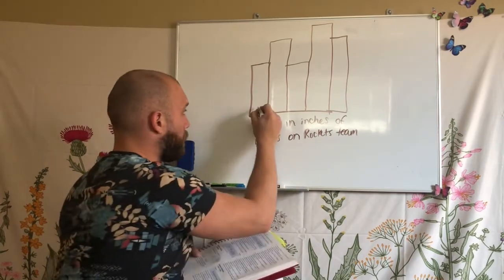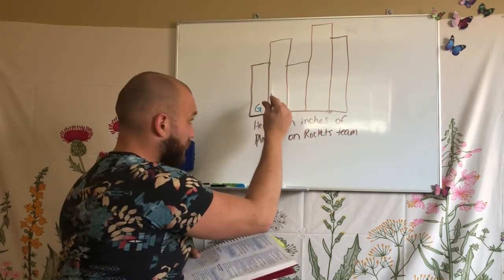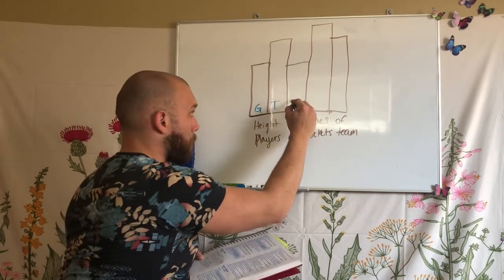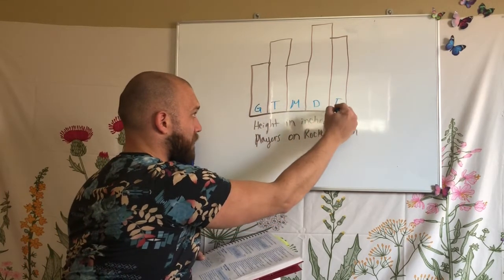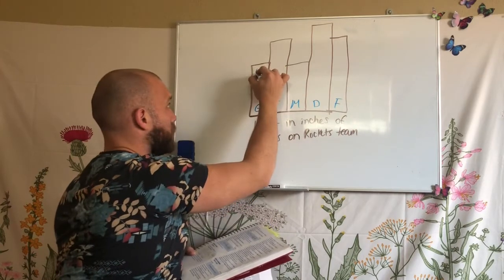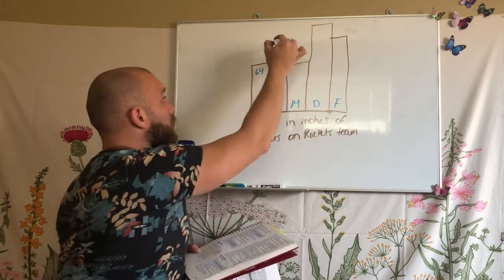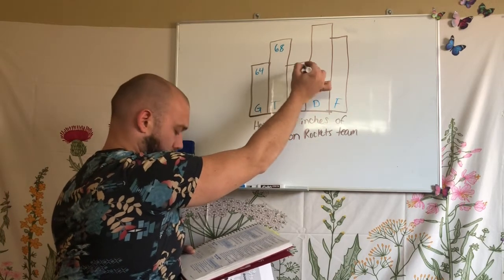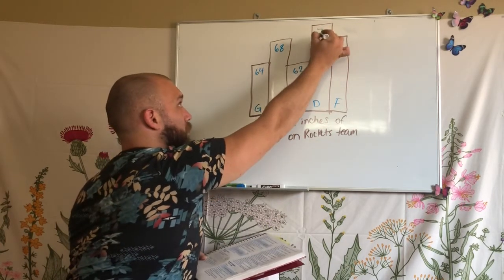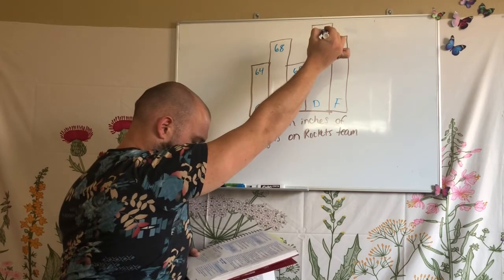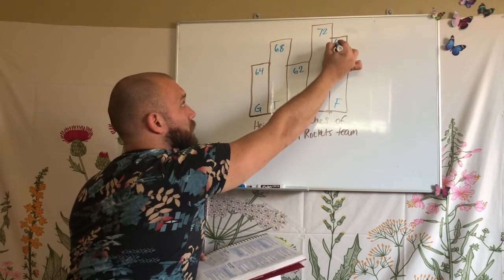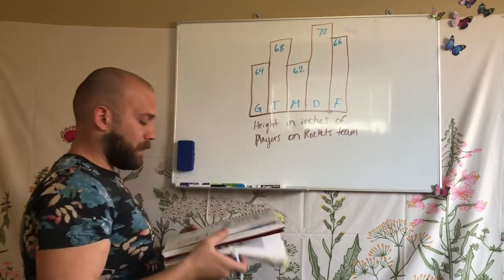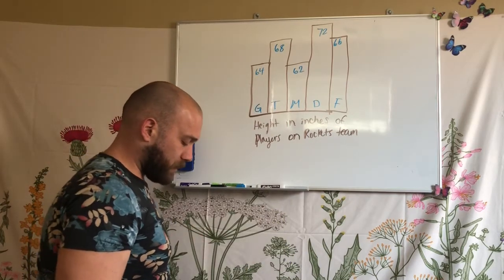We have player G, player T, player M, player D, player F. Player G is 64. T is 68. M is 62. D is 72. Tall guy. F is 66. Now, you'll work these problems to find the average.